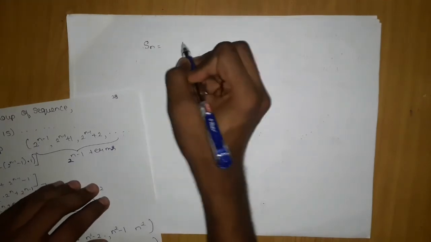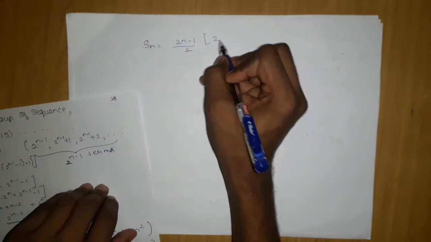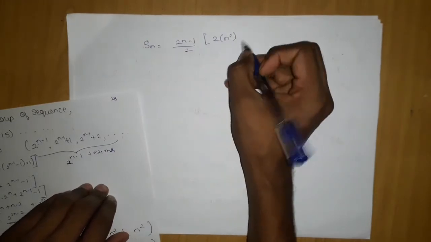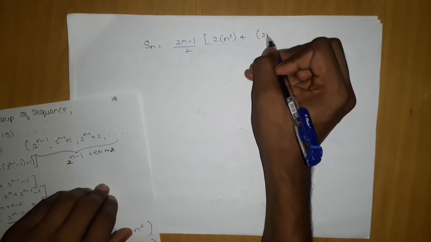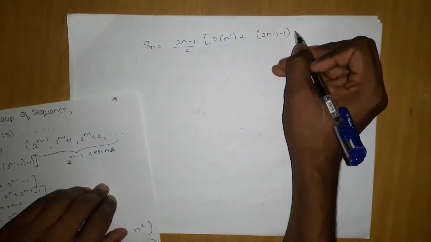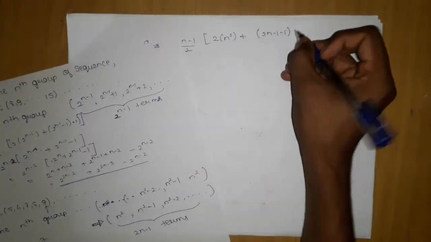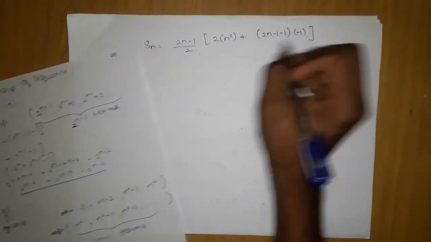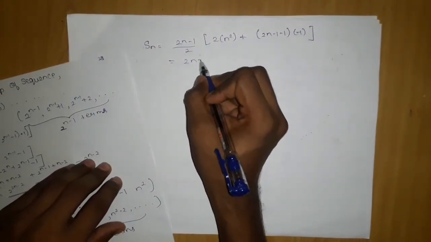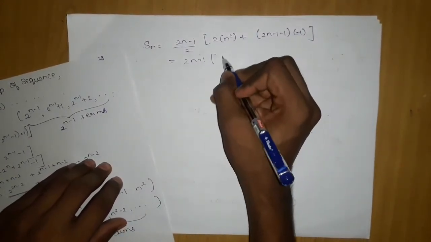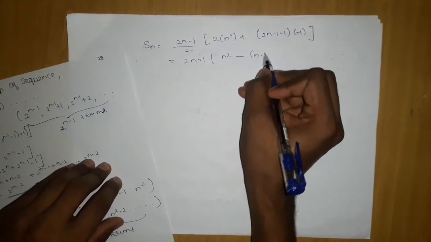The sum will be (2n minus 1) upon 2 into the bracket of 2 into the starting term n square, because we don't know the first term, plus (2n minus 1) minus 1 into d. d will be what? n square minus 1 minus n square, which will give me minus 1. If we try to solve this, we move this 2 inside, giving me n square plus minus n minus 1.